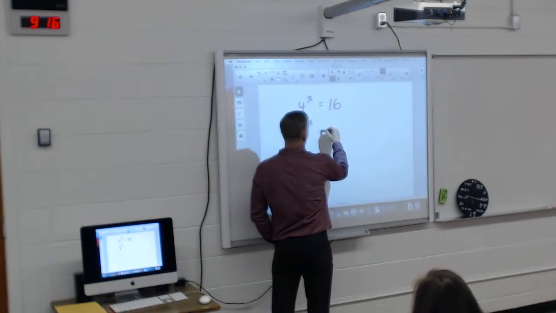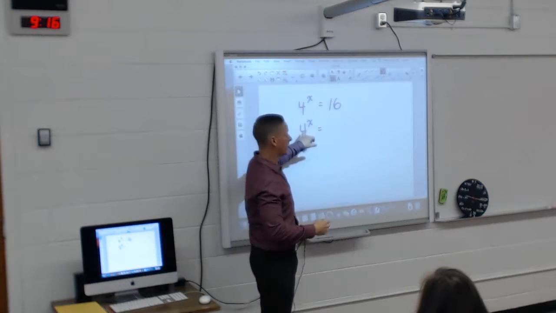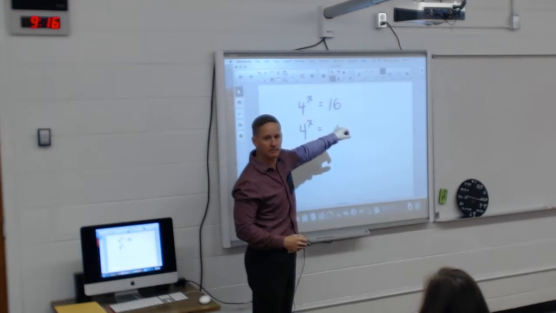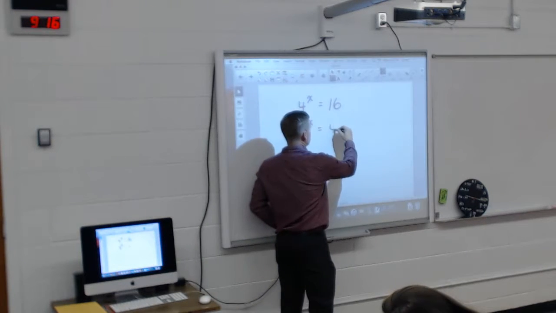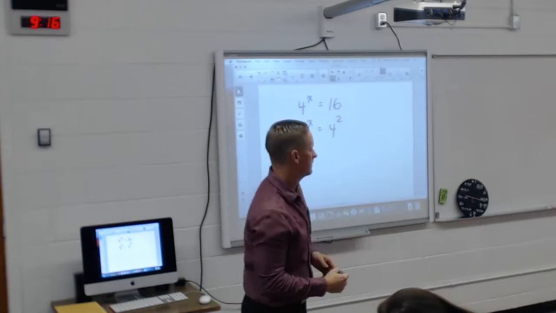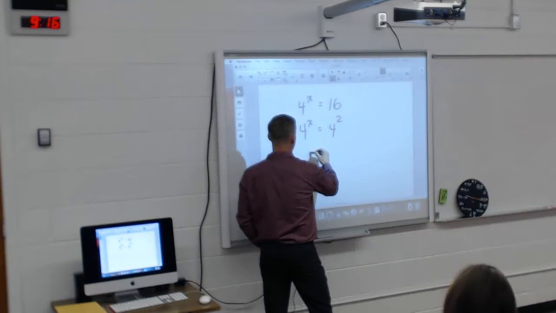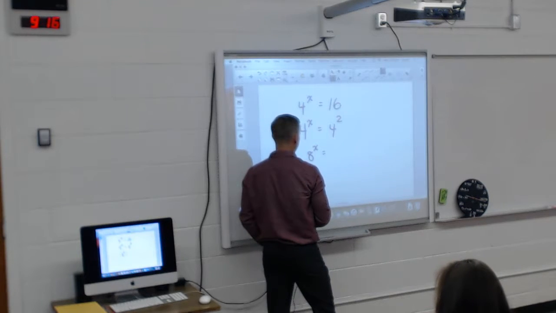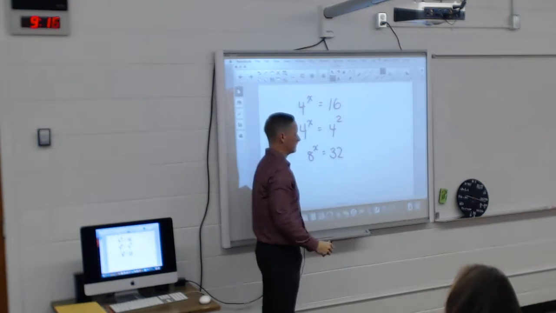4 to the x. So what I do is I make sure that the base is the same in both cases, correct? Again, the base is this number, the exponent is that, right? We all understand that? Okay, so I change it so that this is the exact same base, right? So I get this. We all agree? So far so good? Okay, great. That's it.